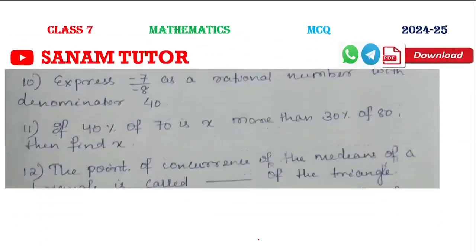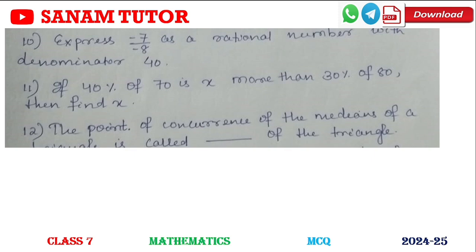Express these rational numbers with the denominator 40. Okay, -7 by -8 equal to something over 40, denominator 40 means 40. So 8 how much? Now -5. So -5 times -5, minus times minus is plus, 7 5 ja 35. So the answer is plus 35. Okay, or you take it as x, then cross multiply, then you can find out.